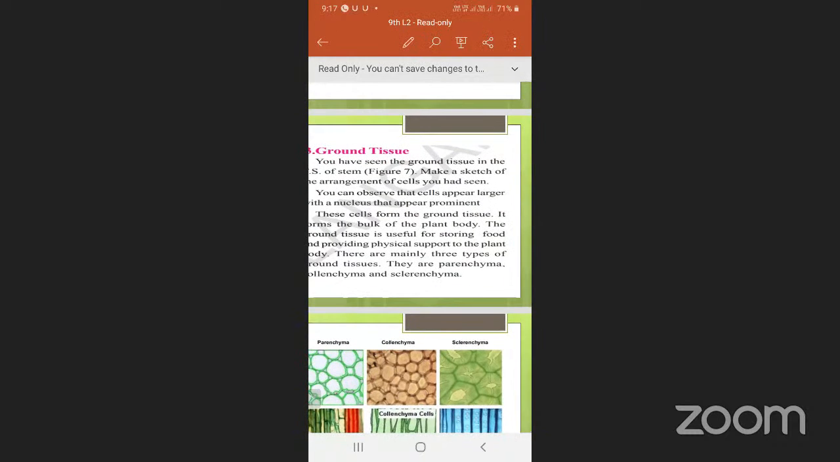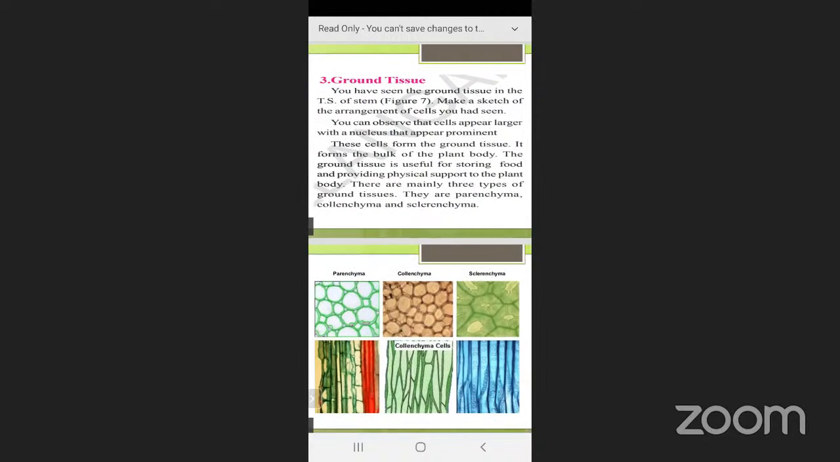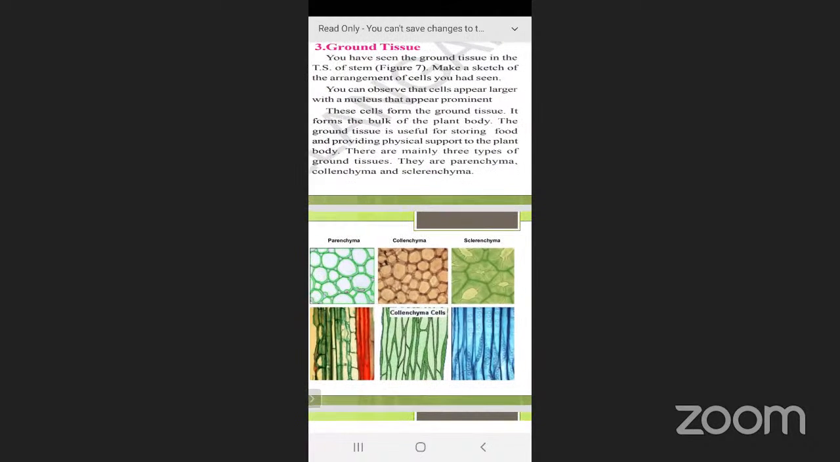Here you have seen the ground tissue in the TS of stem, figure 7. Make a sketch of the arrangement of cells you had seen. You can observe that the cells appear larger with a prominent nucleus. These cells form the ground tissue. It forms the bulk of the plant body. The ground tissue is useful for storing food and providing physical support to the plant body. Okay, this is the use of ground tissue.